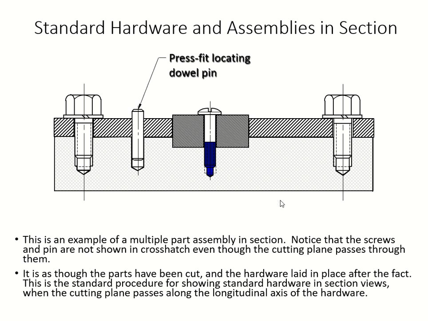So here you can see the standard hardware in our section view. The cutting plane passes along the longitudinal axis of the hardware. If you are still thinking about where the cutting plane is, your cutting plane is what you're seeing right now on the front, after drawing, of course. Okay, well, this is it for this section, so let's close this.